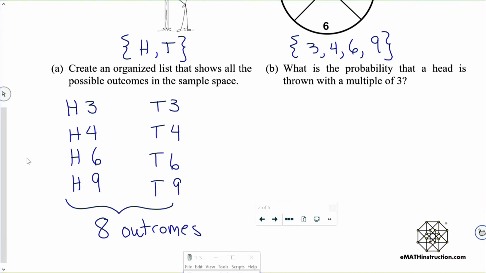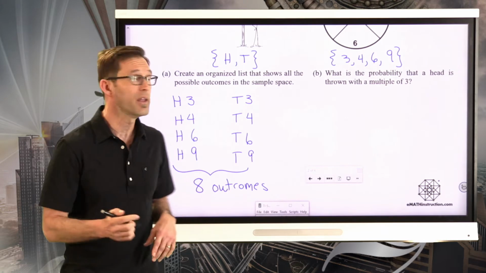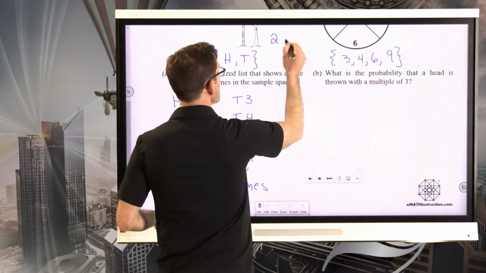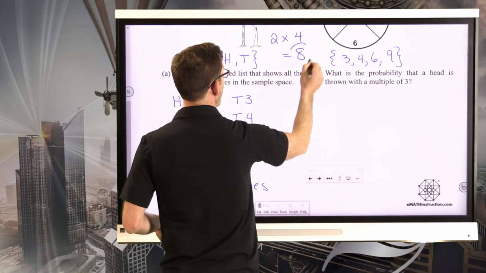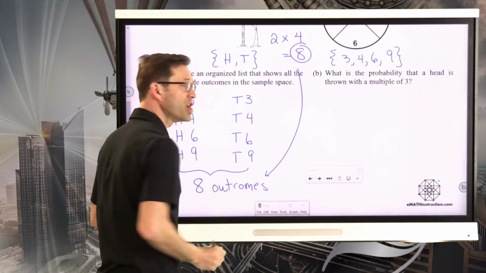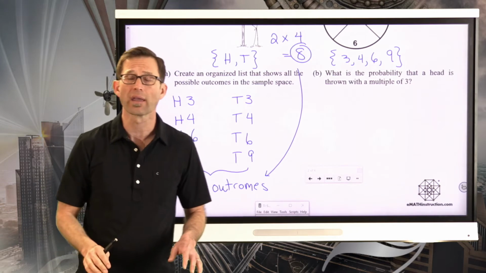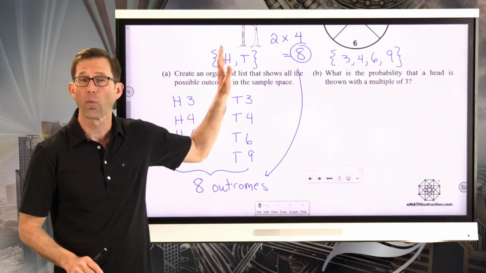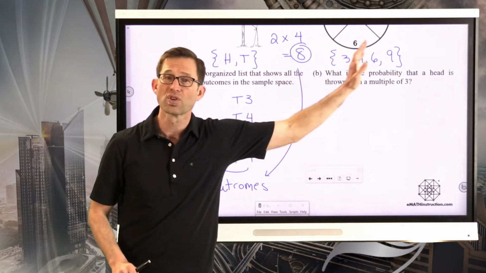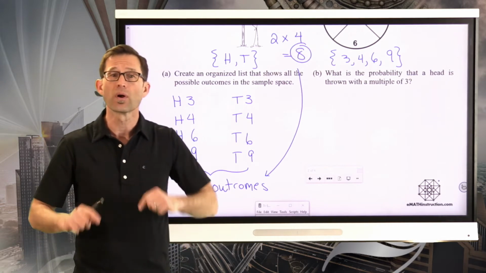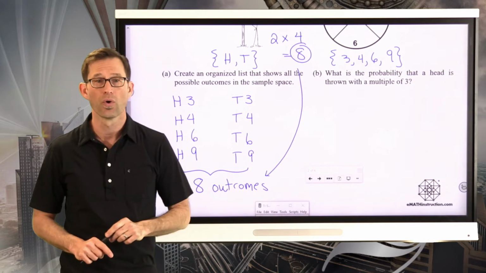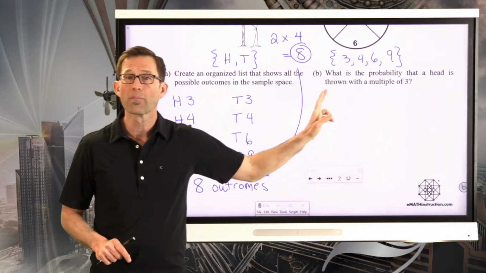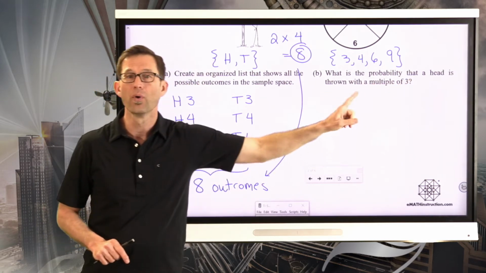The reason that I have a total of 8 is because I have 2 here, and I have 4 here, and then I multiply and I get 8. It's a really good check. If you know how many outcomes there are for one simple event, and how many outcomes there are for another simple event, then when you combine them in a compound event, you multiply those 2, and that tells you the total number.